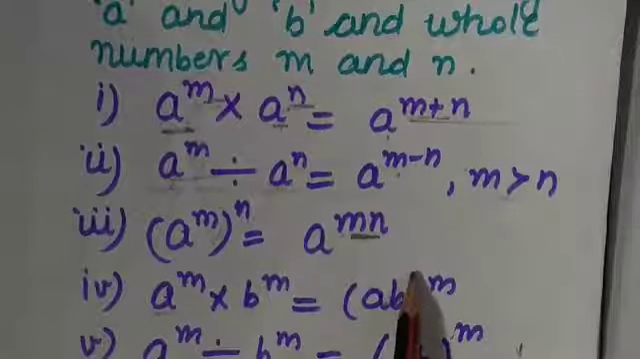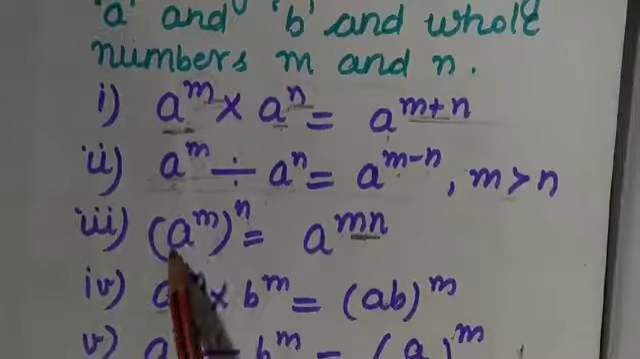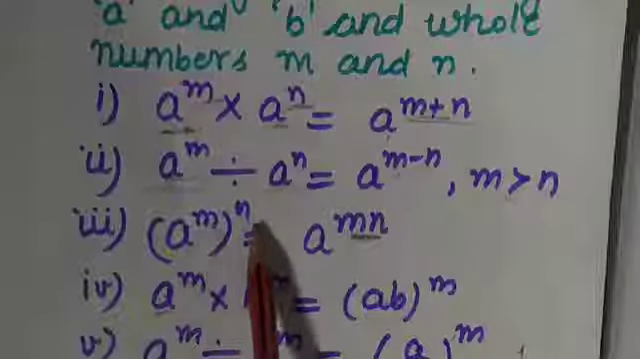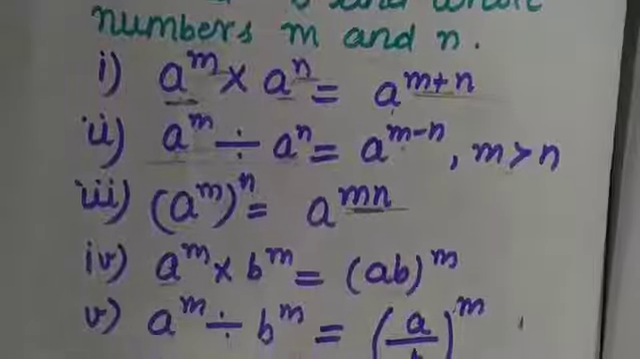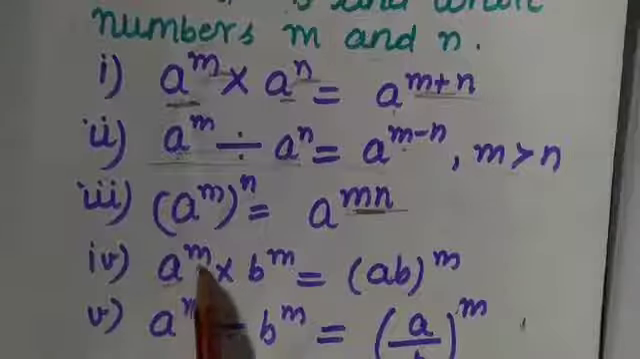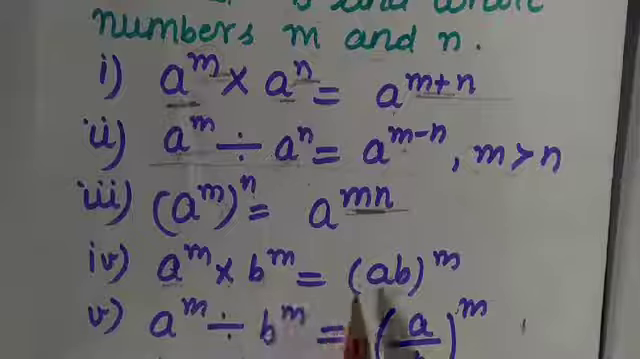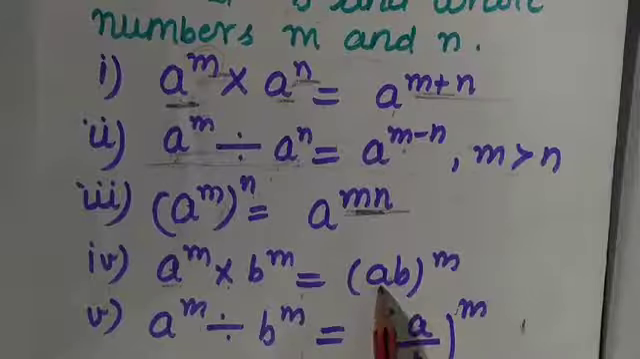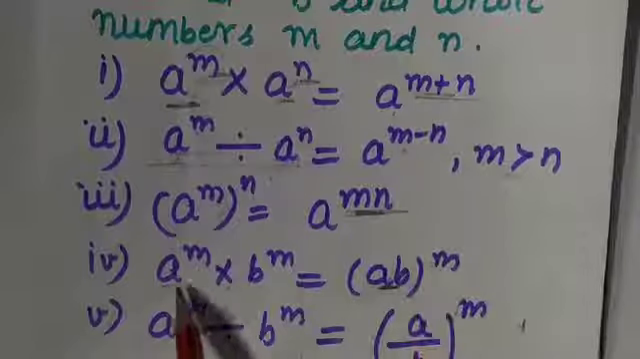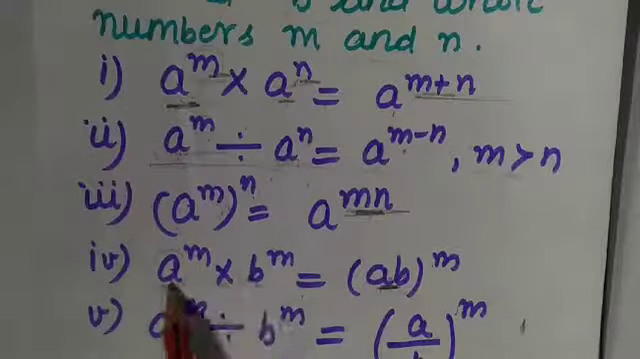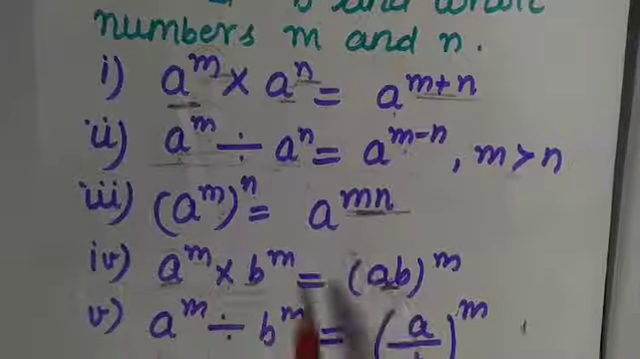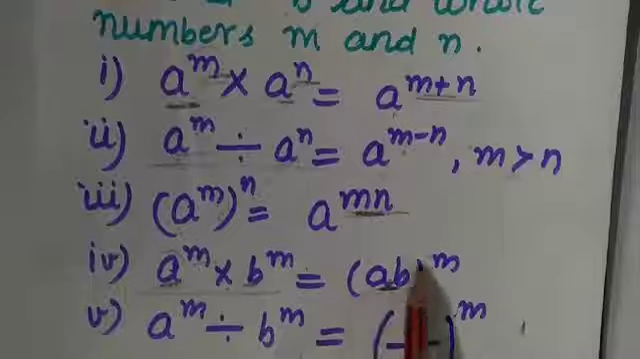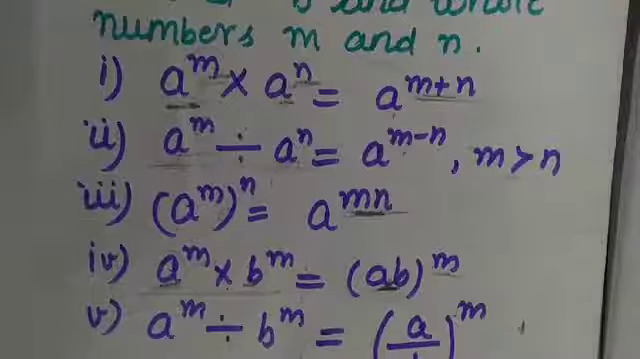Mn means m into n. Whenever we have a number raised to the power and to the power, then the powers get multiplied. Fourth we have is a raised to the power m into b raised to the power m, that can be written as a into b whole raised to the power m. It means if you are multiplying two exponential numbers having different bases and same power, then this expression can be written as a into b whole raised to the power m.